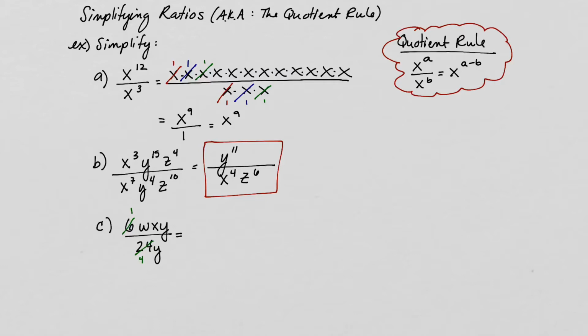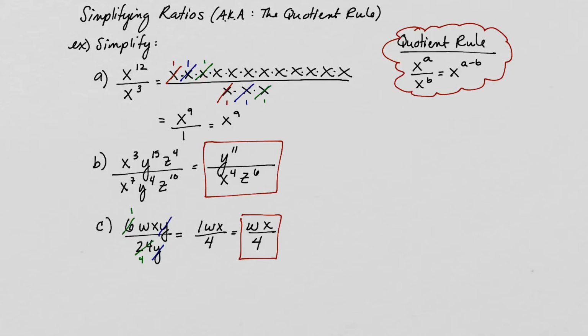And then I also could cancel. I have a 1y on the bottom and 1y on the top. So left on the top, I have 1 times w times x. Divided on the bottom, I have a 4. Now, I don't need that 1. I can just write it as wx divided by 4. And that would be my final answer.